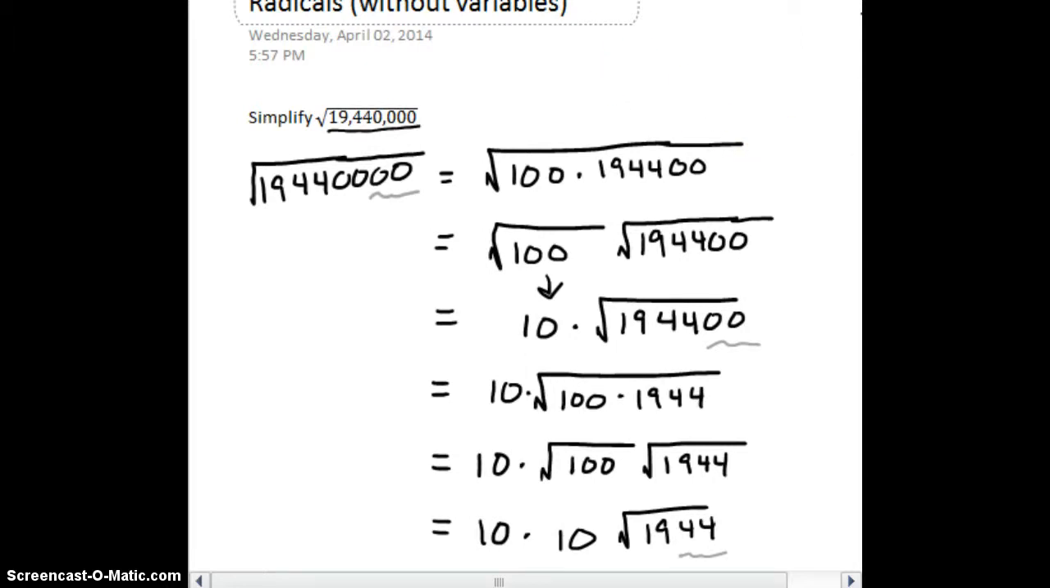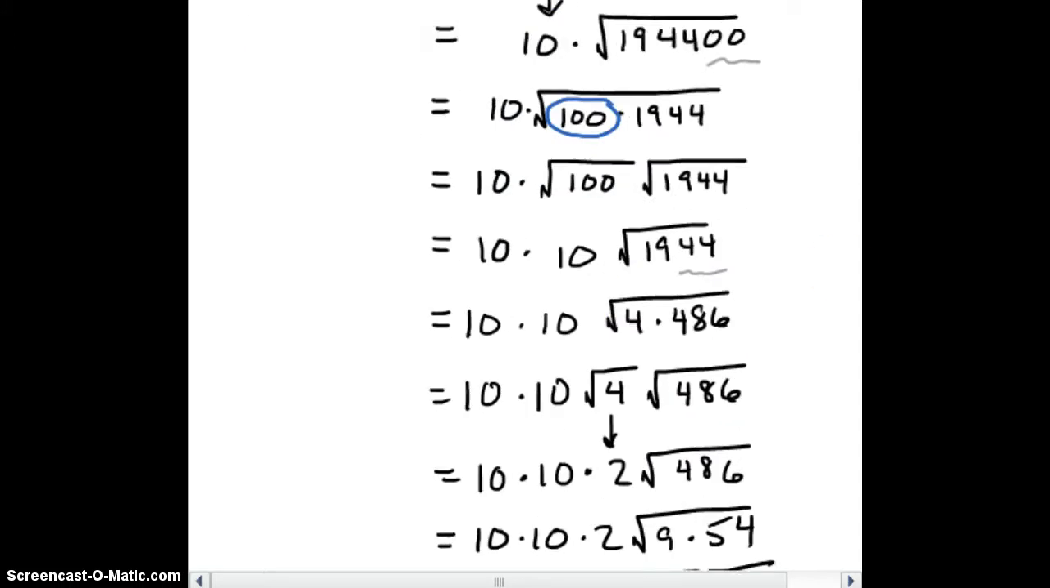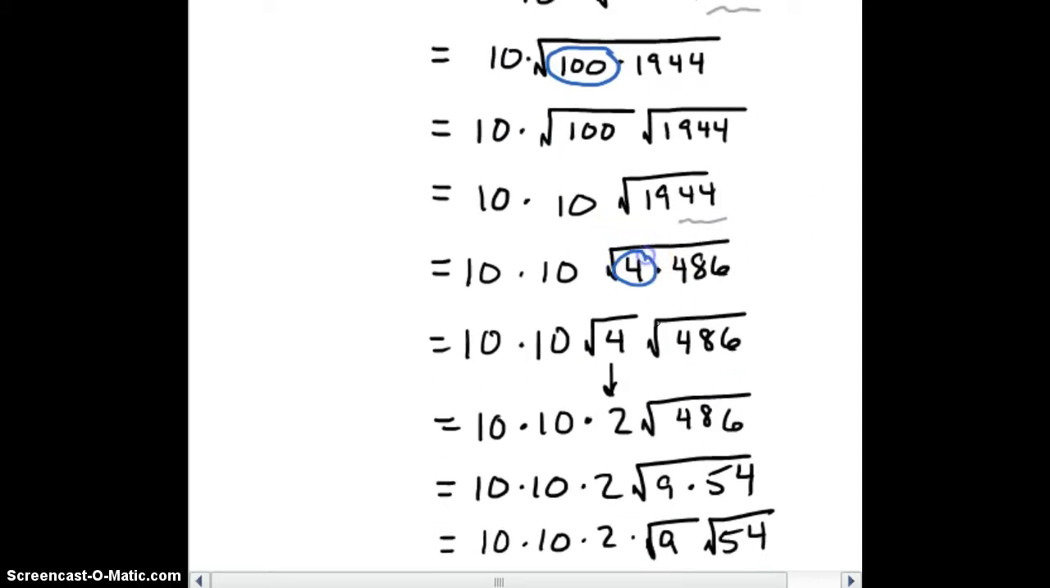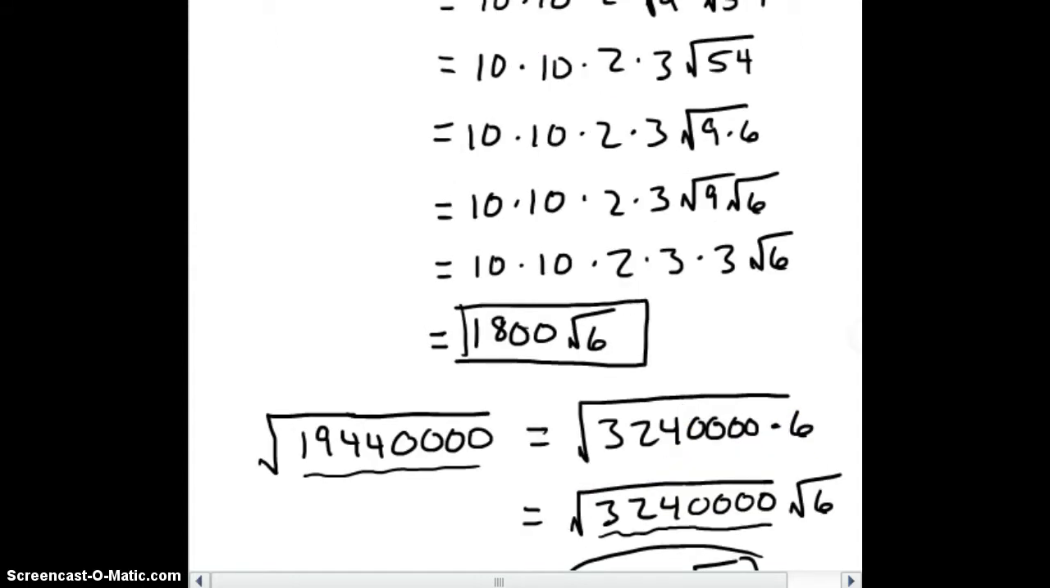Let's take a look at what we did. We took this number, we looked for any perfect squares. We found a perfect square because we know our divisibility rules. This is divisible by 100. And then we wrote our perfect square first. I'm always writing my perfect square first. I wrote 100 first there. I wrote 100 first there. I wrote 4 first here. And then I wrote 9 first down here. And again, I wrote 9 first down here.